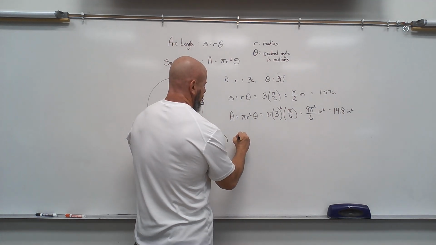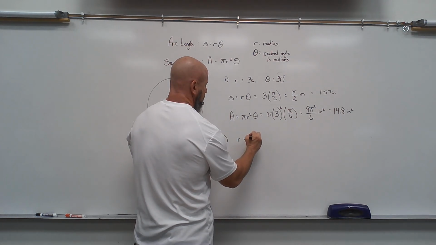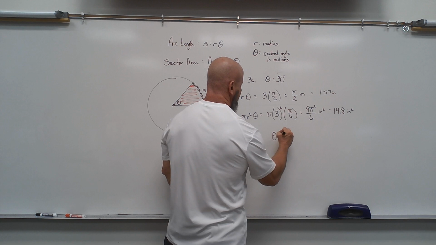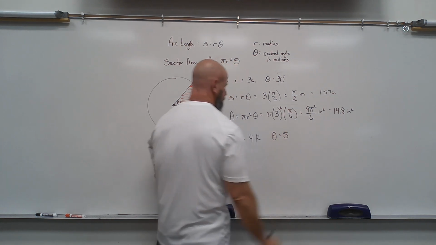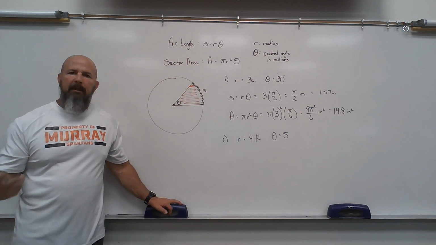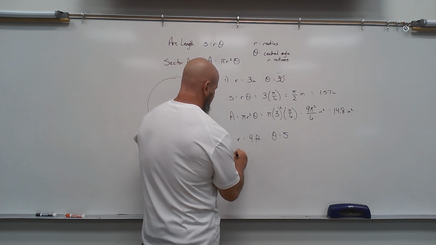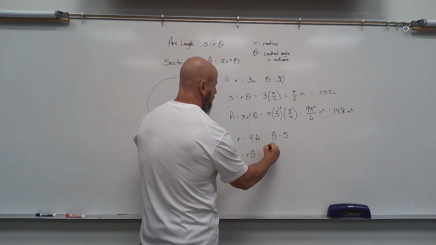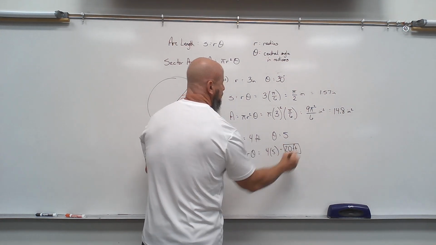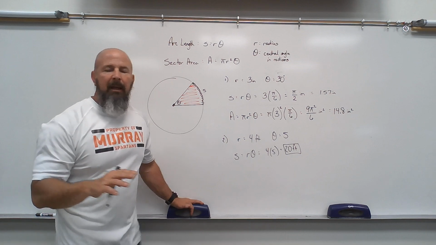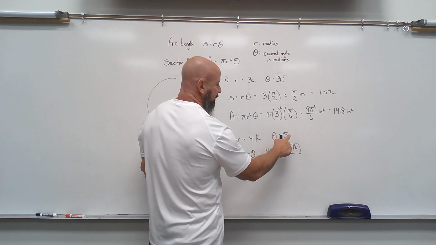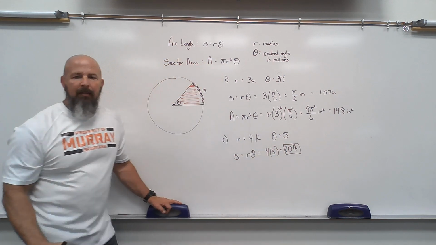What if I had this? Let's say R equals, let's go 4 feet. And we'll say theta equals 5. So let's find the arc length and sector area. So S would be R theta, which is 4 times 5, 20 feet. I didn't have to do anything to that 5. It's already in radians. Remember what I said earlier? I do not see a degree symbol, so I know that's a radian measure already.